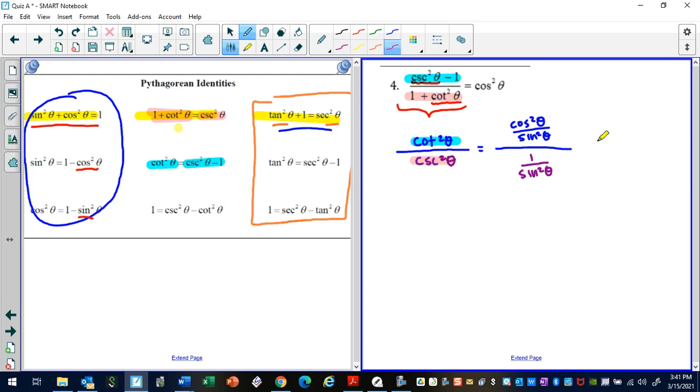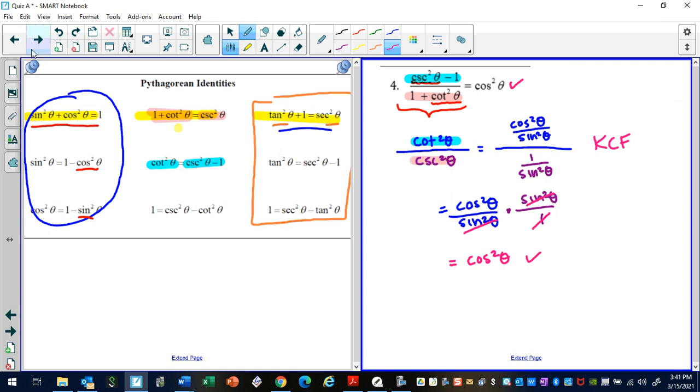And now you're almost done. You just gotta flip it. The blue guy stays the same. The purple guy is going to flip to the reciprocal. Now you can cancel out those sine squareds. The 1 doesn't make a difference. Your final answer is cosine squared, which is what you wanted.